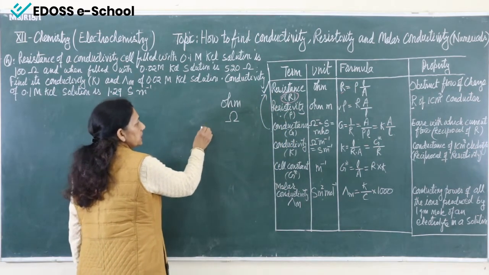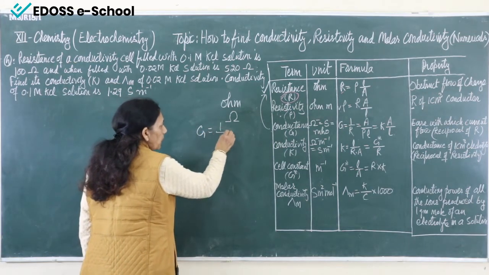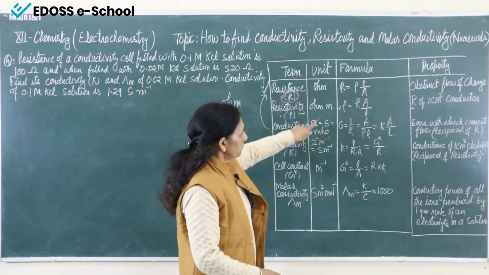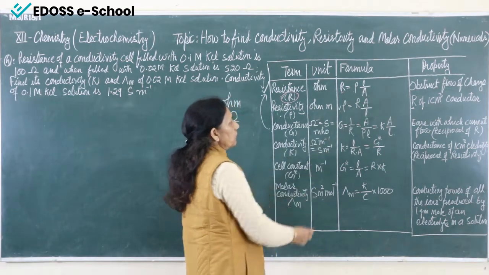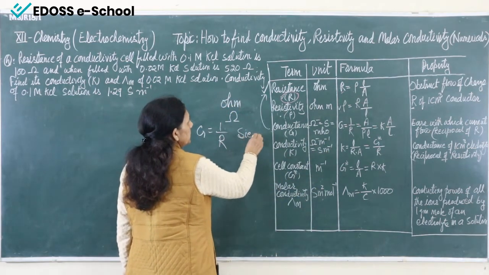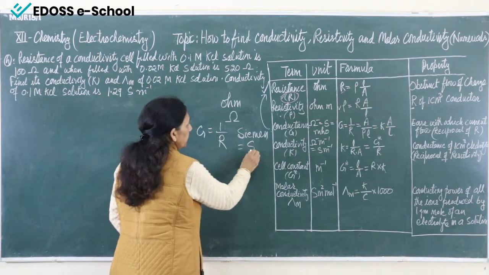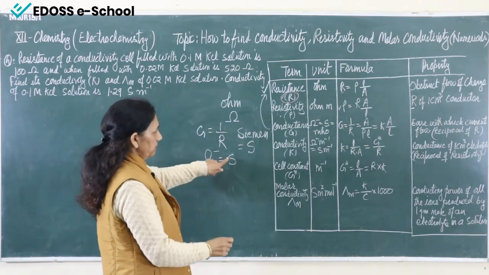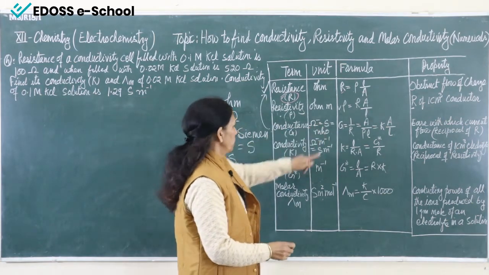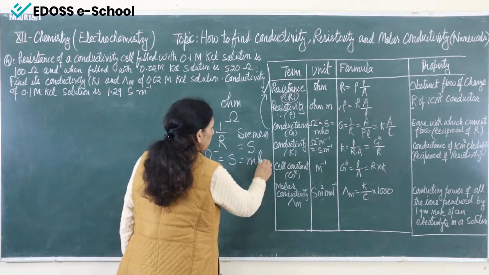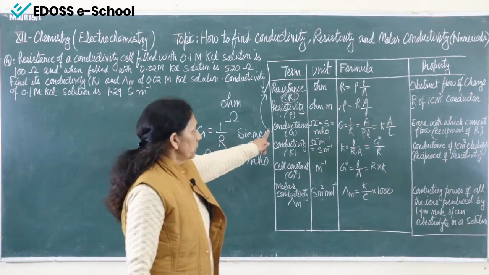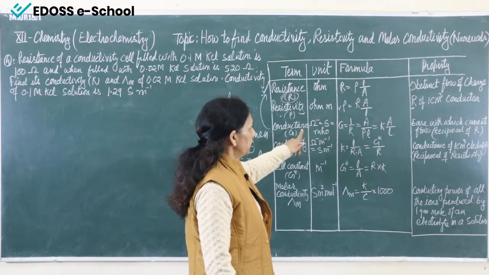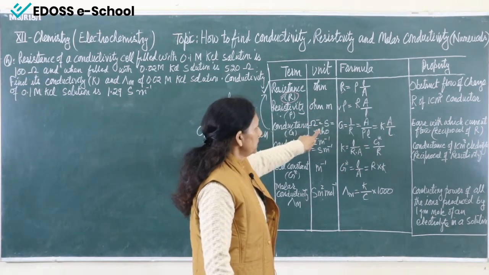That is, G is 1 upon R, the reciprocal. Since resistance is in ohm, the unit of conductance will be per ohm, and per ohm is also known as Siemens, S-I-E-M-E-N-S, or capital S. So per ohm is equal to Siemens, and it is also known as mho, M-H-O. These are the units and symbols for conductance: per ohm, Siemens and mho.